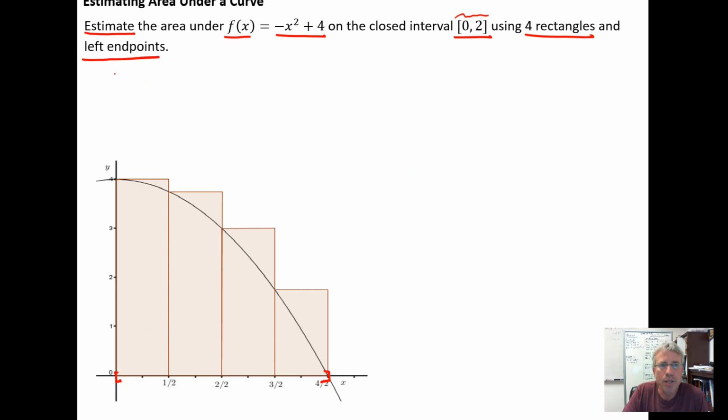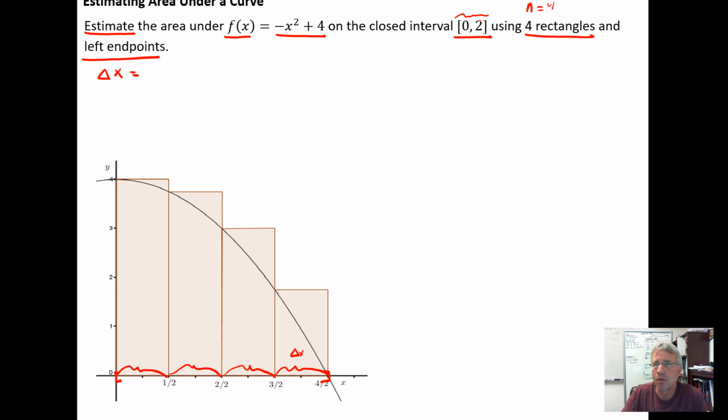And what you want to do is figure out what your delta x is. And delta x is just going to be the width of each of your n rectangles. In this case, we have 4 rectangles. So it's pretty customary to represent the number of rectangles with the letter n. And so in this case, I'm letting n equal 4. And we need to know delta x, which is the width of an individual rectangle.